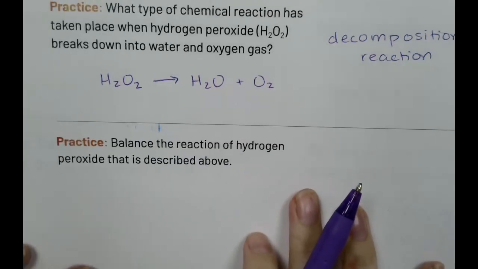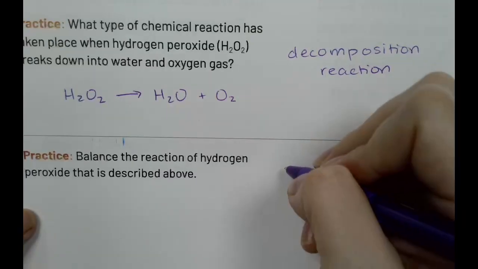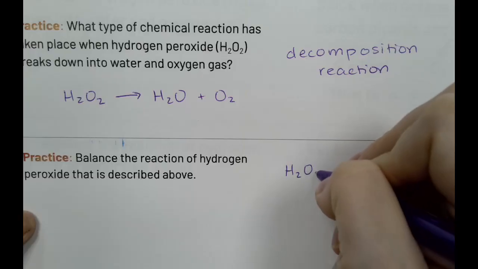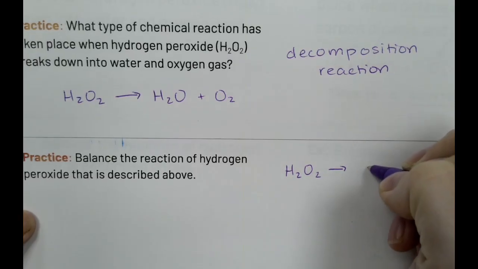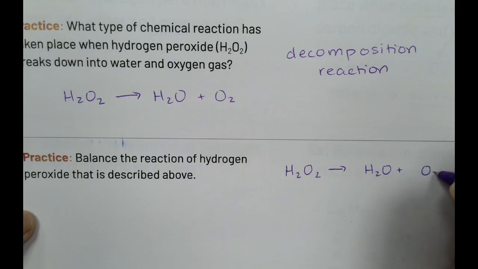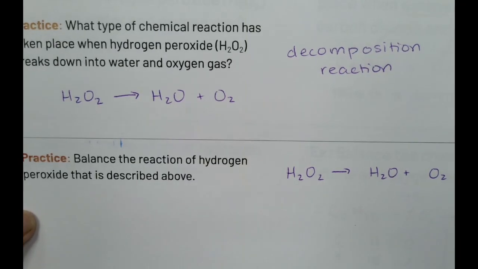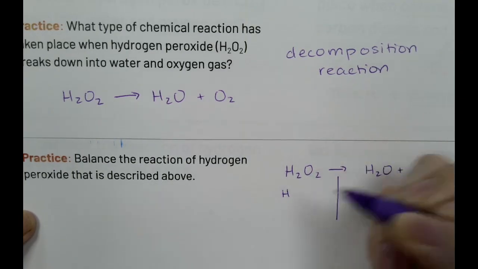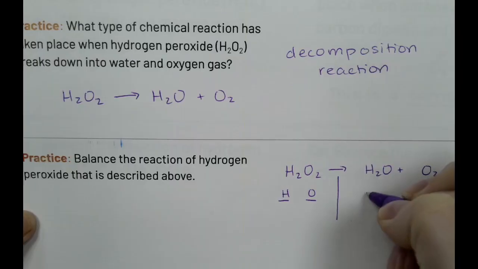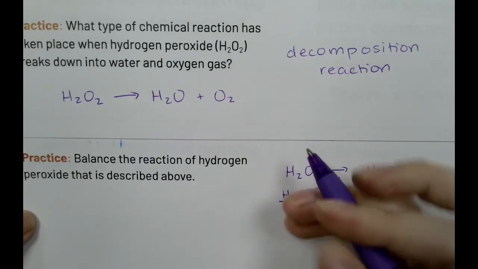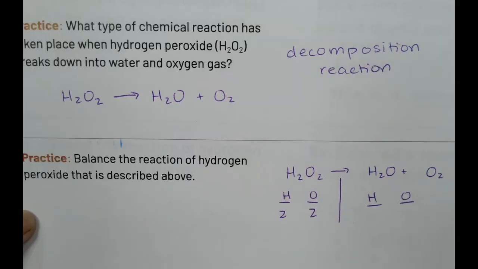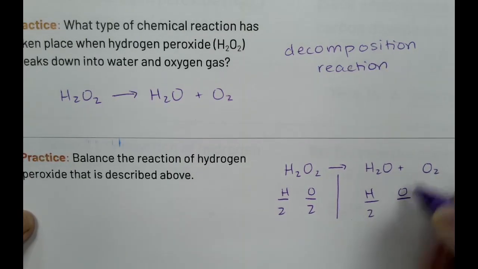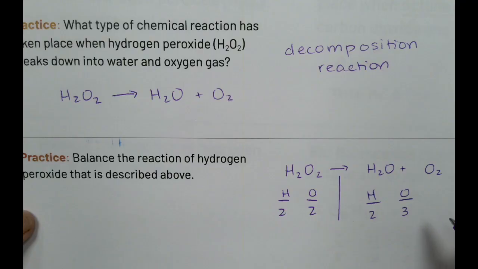Let's balance this. I'm going to write it again right here. H2O2 breaks down and forms H2O plus O2. I see I've got hydrogen and oxygen on this side, and hydrogen and oxygen on this side. I've got 2 and 2 of each on that side. On this side, I've got 2 hydrogens and 3 oxygens. Oof. That's a little tricky, isn't it?